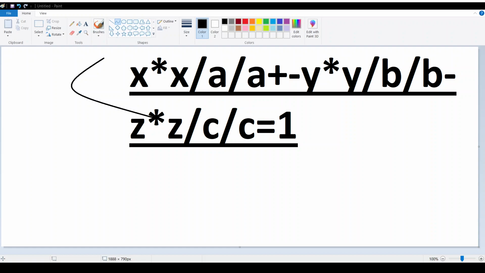It can also be equal to -1. But it is x squared over a squared plus y squared over b squared minus z squared over c squared equals 1 or -1 on Wikipedia. Let me see what else we can find.